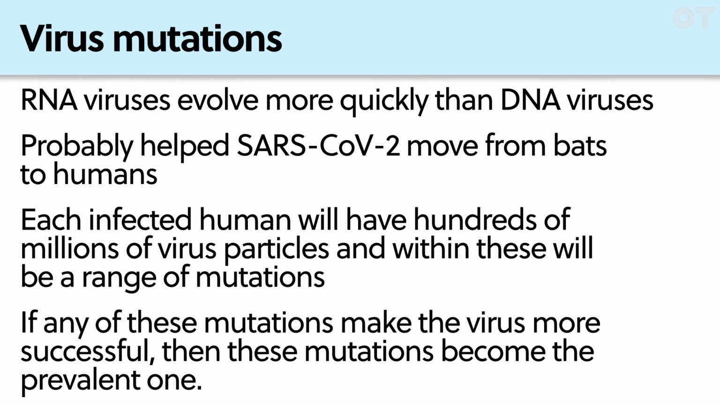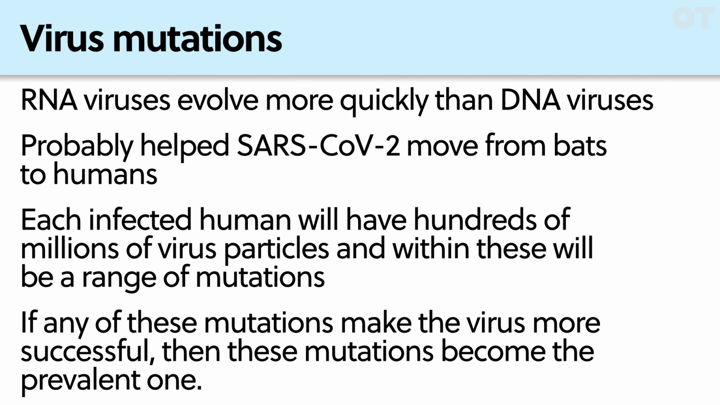So what do we know about virus mutations? RNA viruses tend to evolve more quickly than DNA viruses. And this is likely how, or what helped at least, SARS-CoV-2 to move from bats to humans, whether it was via an intermediary or not. Each infected human will have hundreds of millions of virus particles within them. And within each of these infected humans, in this big pool of viruses, there will be a range of mutations.